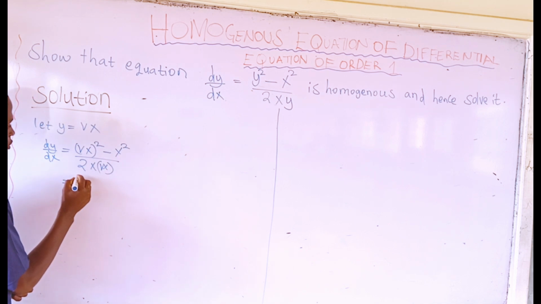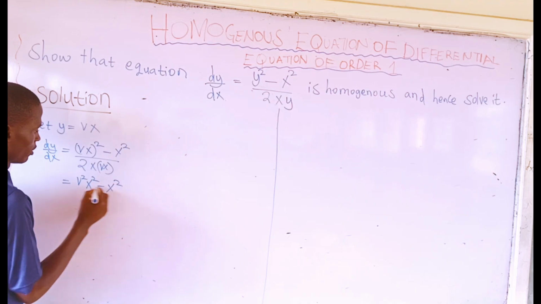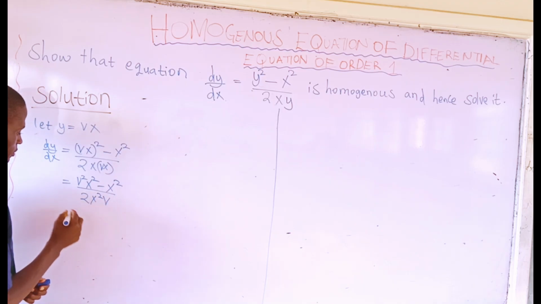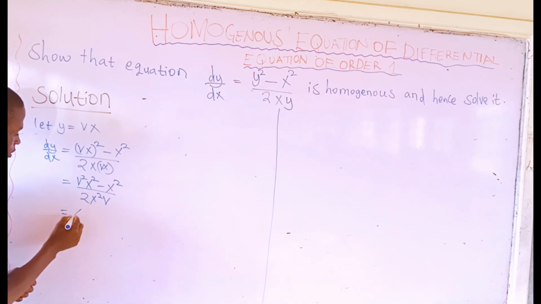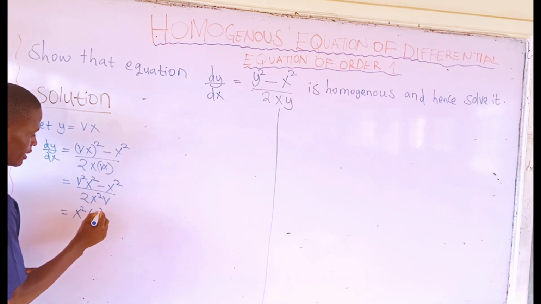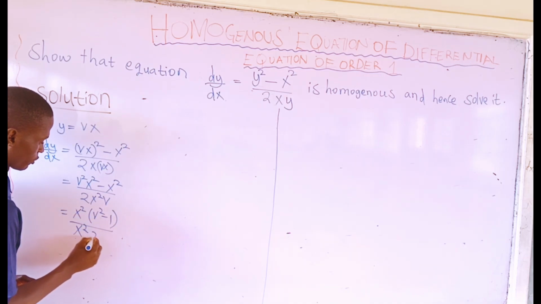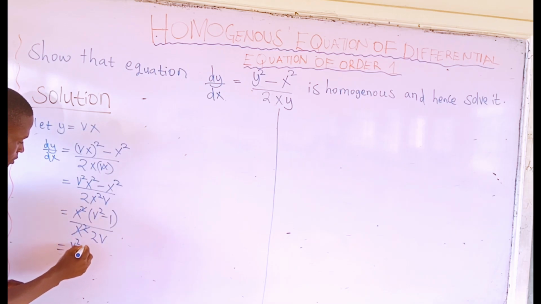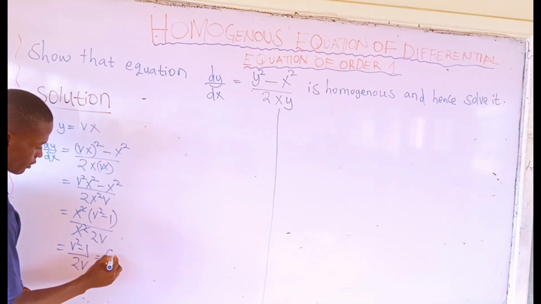If you open the bracket, it's going to give you v squared x squared minus x squared over 2x squared v. Next step, we are going to factorize, which will be x squared into v squared minus 1 over x squared 2v. X squared is going to cancel with x squared. We are going to remain with v squared minus 1 over 2v, which is a function of v.